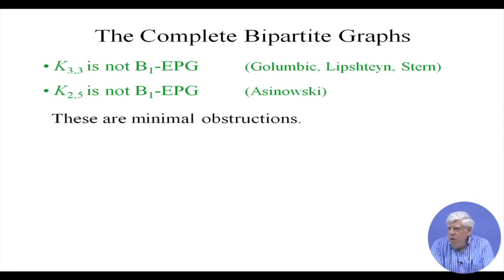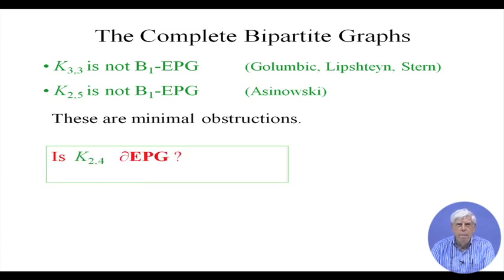Let's look at complete bipartite graphs. Well, K33 is not B1 EPG. I suppose you could work out a proof of that also using the theorem on how C4s are represented. And K25 is also not B1 EPG. These are our minimal obstructions. Anything that has smaller parameters would put you into B1 EPG.